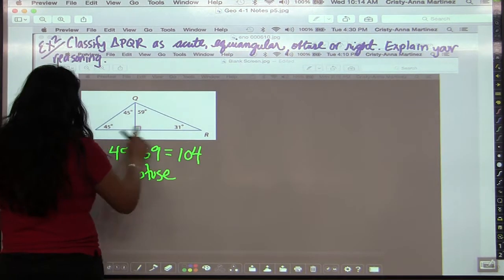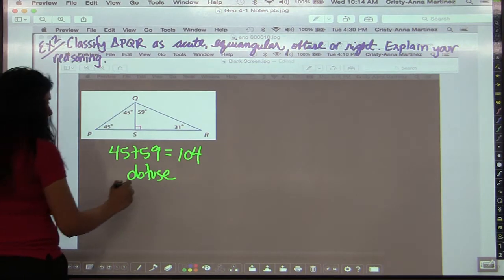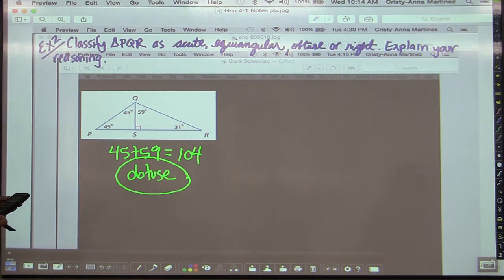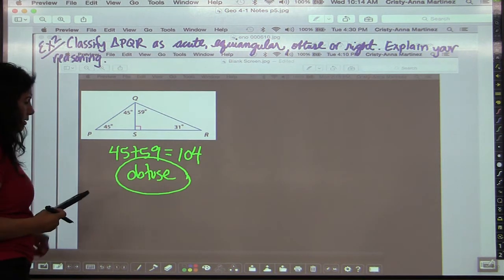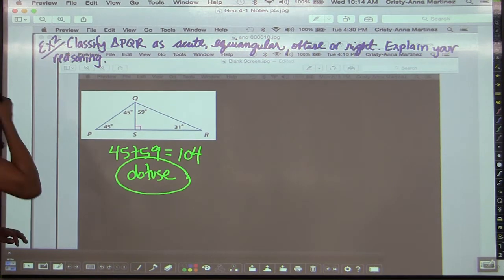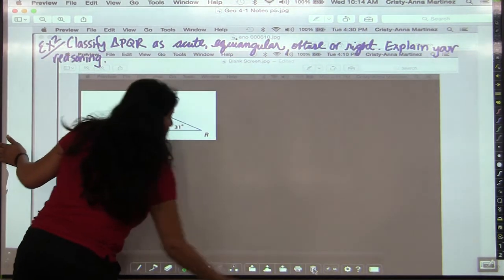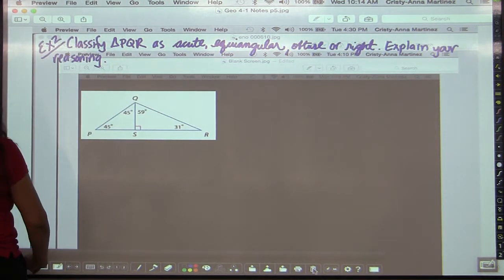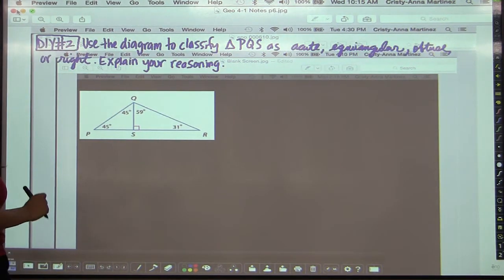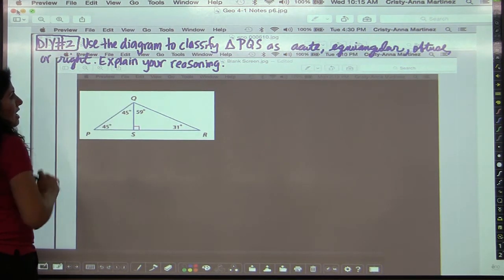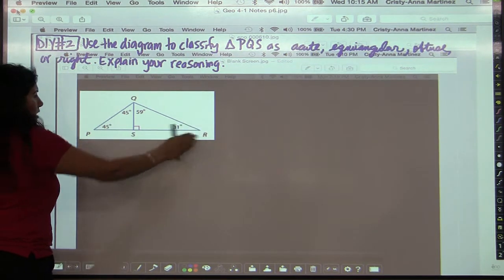So because these are 2 acute angles and you have 1 obtuse angle, then your triangle is going to be obtuse. And so for explaining my reasoning, well, I just explained it because this angle is 1 obtuse angle. We're going to call it an obtuse triangle. All right, so that's that little guy. And we're going to use the same diagram, and you are going to try to now classify PQS. So this time you're concentrating on this angle right here as opposed to the big angle.